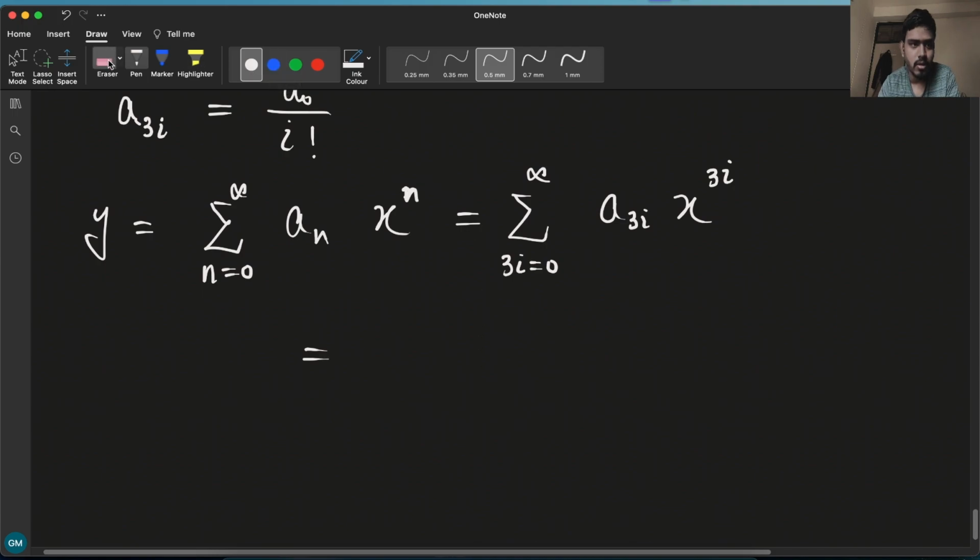So here, sorry, it's not 3i, it's i. Only these terms will survive. So in that case, I can write also, I mean it's a summation index, so I can write n equals 0 to infinity also.